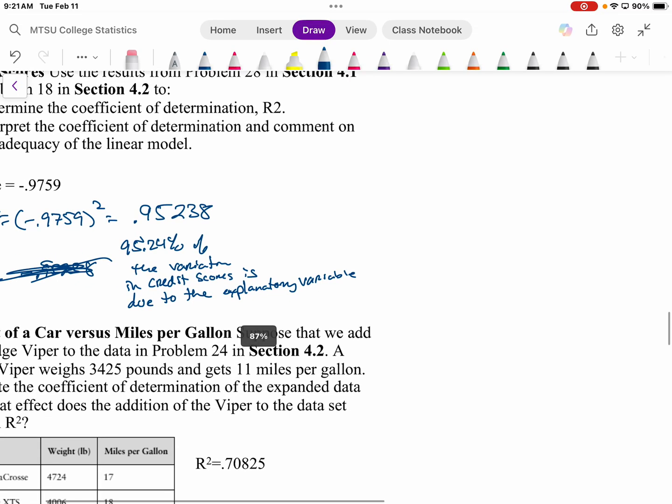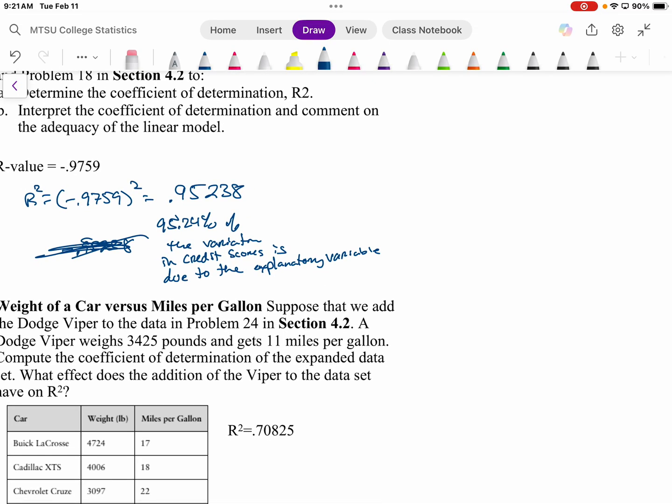So, hey, that's pretty darn good. I think the linear model is appropriate in this situation. We do have a nice, strong negative correlation. As the explanatory variable increased, the credit score went down, okay? There is 95% of the variation explained by that. That's great, which means there's only 5% from some type of lurking variable, okay, which is good.